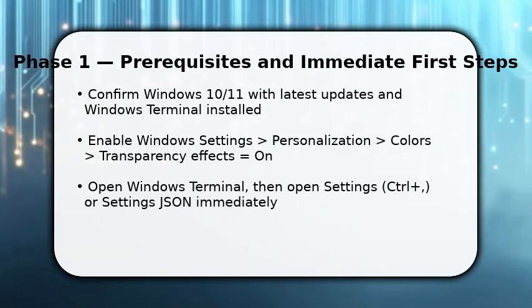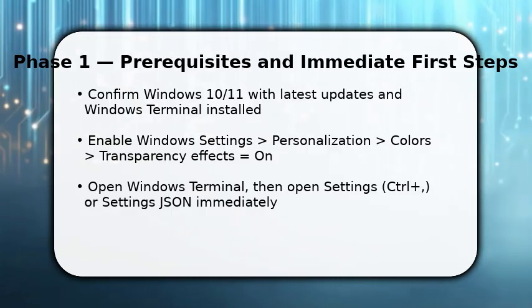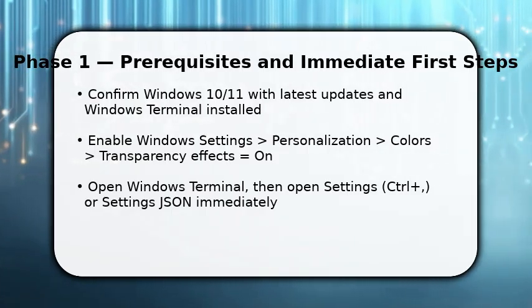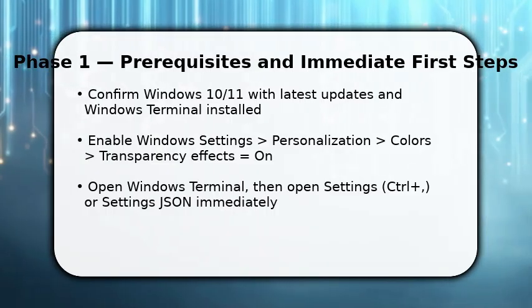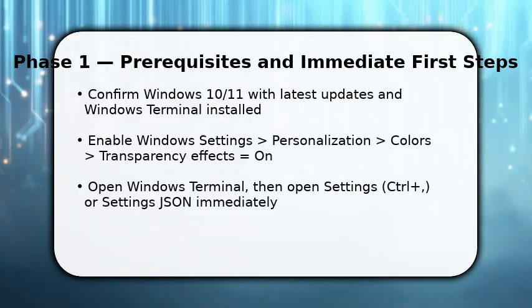Enable system transparency in Windows settings so acrylic can render. Open Windows Terminal and go straight to Settings. Use the UI or open the settings JSON file. Make sure your terminal app is up to date because older builds lack the acrylic option.